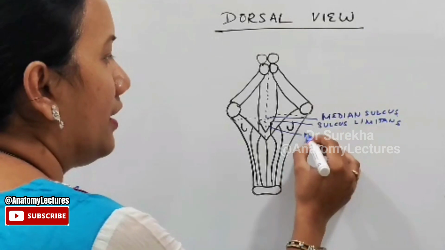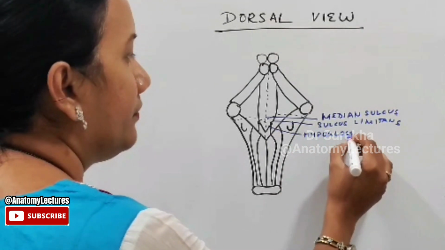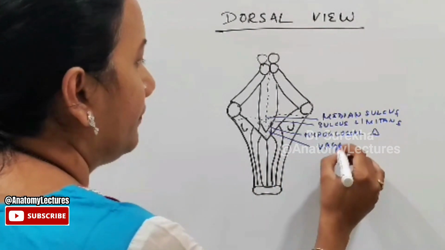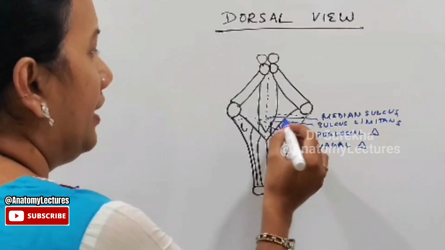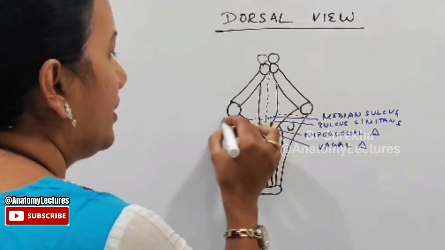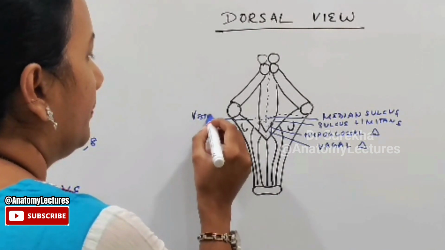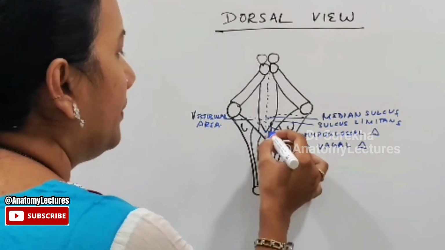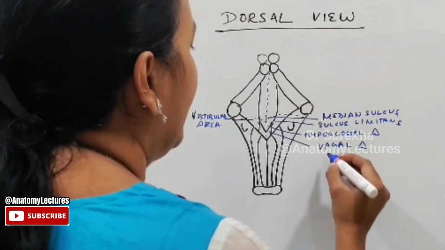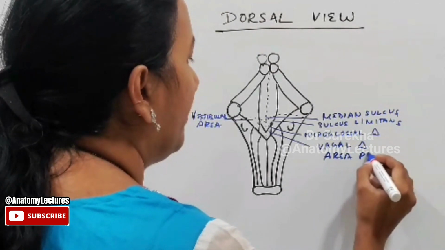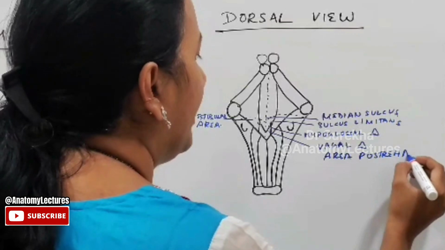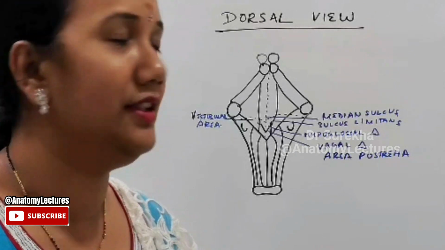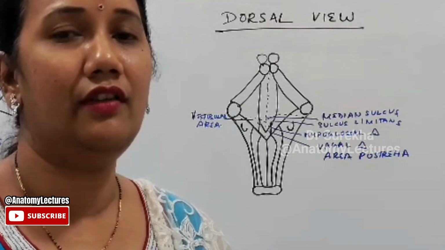So the upper triangle is called the hypoglossal triangle and the lower triangle is called the vagal triangle. And lateral to that you see the vestibular area. And just below the vagal triangle you will be seeing an area which is called the area postrema. So all these form the part of the floor of the fourth ventricle. So this you can see in the video of the floor of the fourth ventricle.